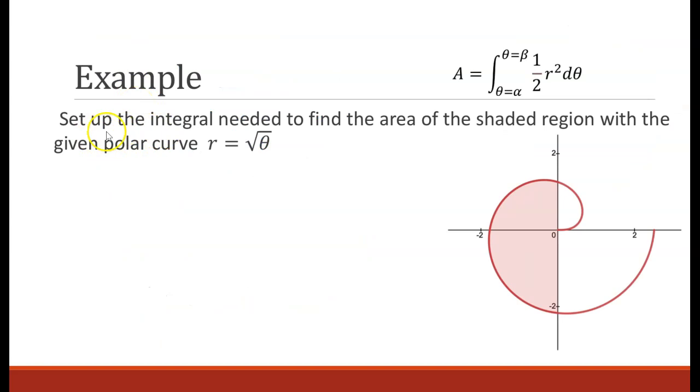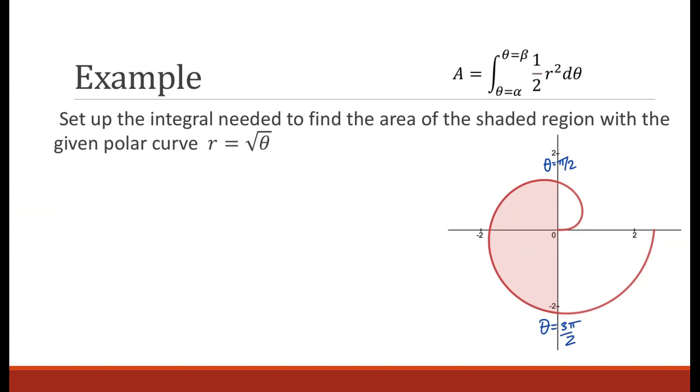In this next example, we'll just set up the integral needed to find the area of the shaded region, with the given polar curve r equals the square root of theta. So we can see this looks like a bit of a spiral, but we're only being asked to find the area of the shaded region, and that's the part here that's on the left side of the y-axis. So we need to figure out what angles to use for our area formula. So the area extends from theta equals pi over 2, and then we're going all the way around down here to this angle of 3 pi over 2.